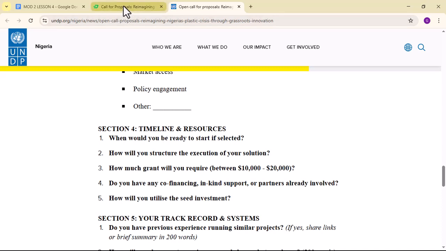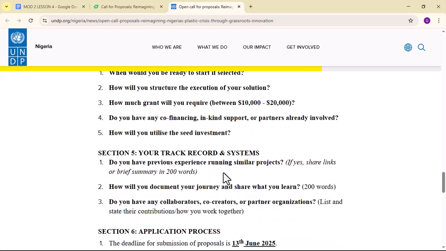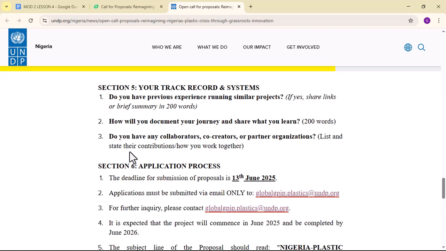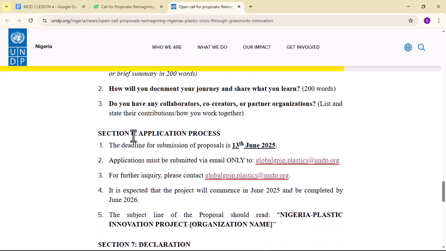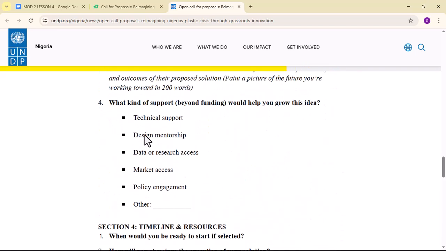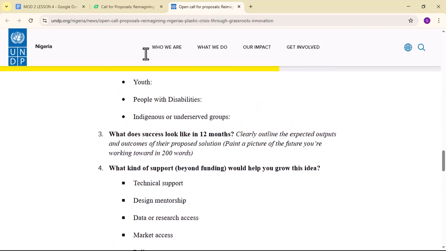So you can come to grantdatabase.org. You see this call for proposal, and then you can see all of these things I'm talking about. They will also want to know your track record or system. All right, so all of these things you have to. We are going to a part whereby we are going to be answering some of these questions, but here is first for you to understand what a CFP is all about, and we've been able to analyze this.